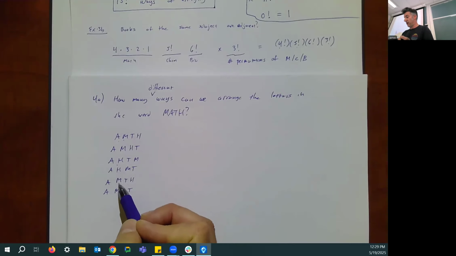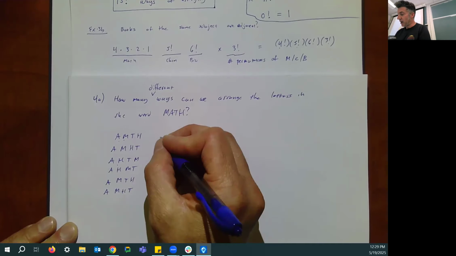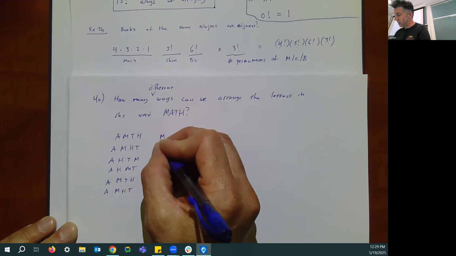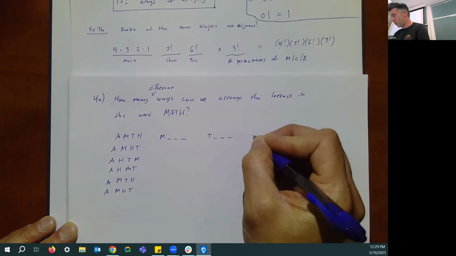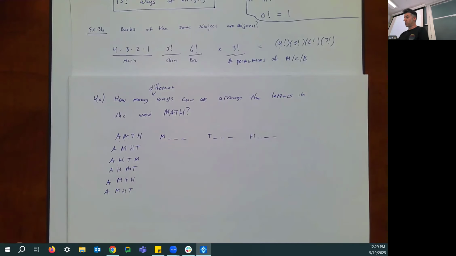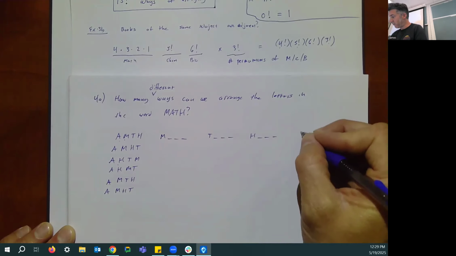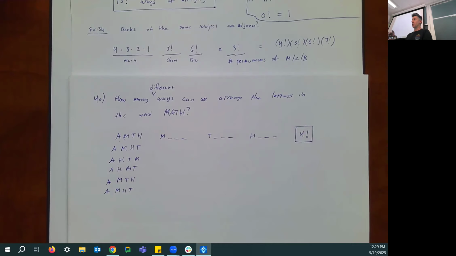And then I switch what's second. I have AM, TH, and HT. And then I could get the same number of permutations if I did M first and 3 things after it, or T first and 3 things after it, or H first and 3 things after it. So there's going to be exactly 4 factorial ways of rearranging these 4 letters to get a different word every time.